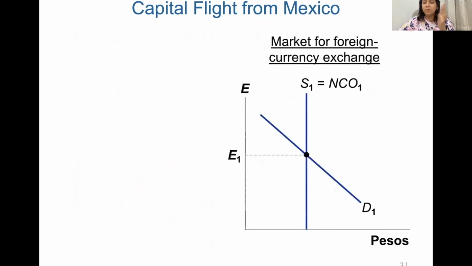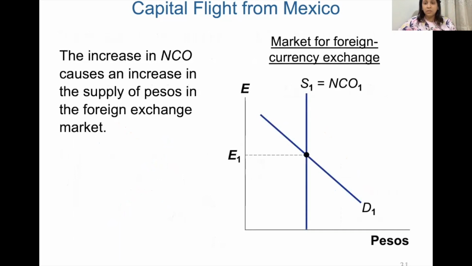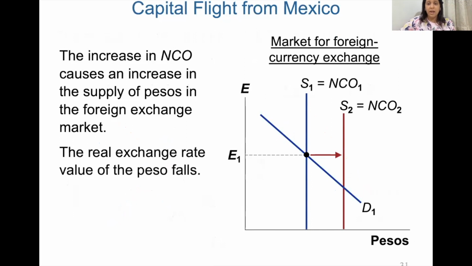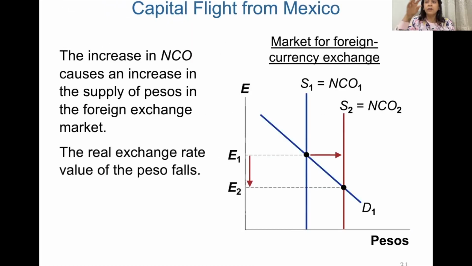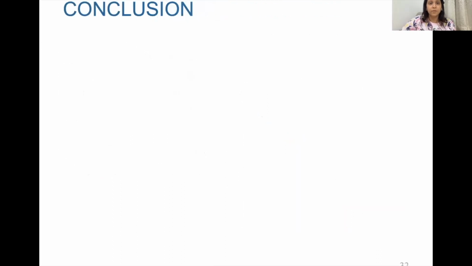Now, extending this to the market for foreign currency exchange, the increase in the NCO will shift the supply curve towards the right, and the demand curve hasn't changed, and that is why the exchange rate is going to depreciate. When the curve moves towards the right, your exchange rate falls from E1 to E2, and that is why the value of the peso has fallen. So what we're trying to conclude here is that whenever there is capital flight from a country because of political instability, where people are not showing confidence in investing in your economy, your currency is going to depreciate because people wouldn't want more of your assets, right?